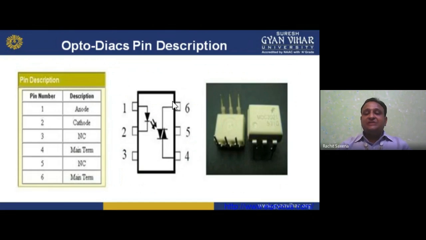And in reverse bias direction, it always works like an open switch. If I'm talking about forward bias direction, current will flow. But if I'm talking about reverse bias direction, no current will flow. So if I'm forward biased, current will flow; if I'm reverse biased, no current will flow.